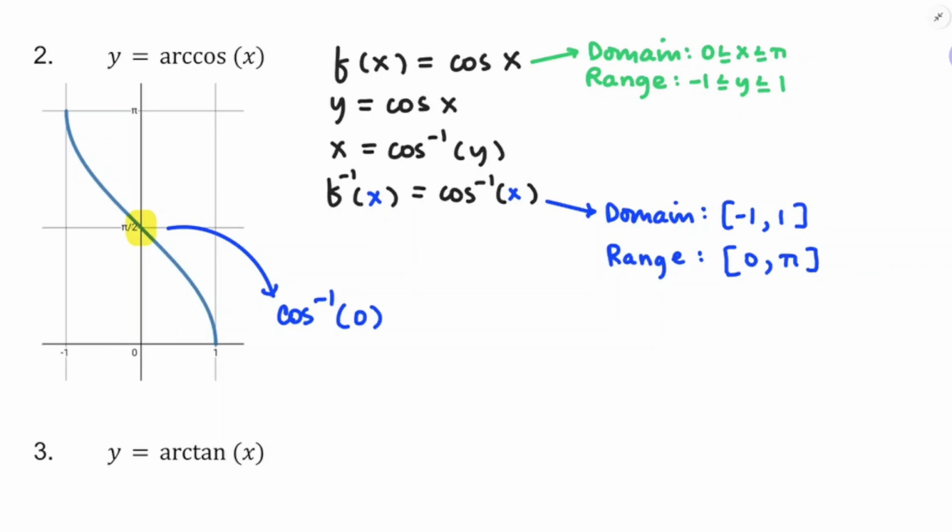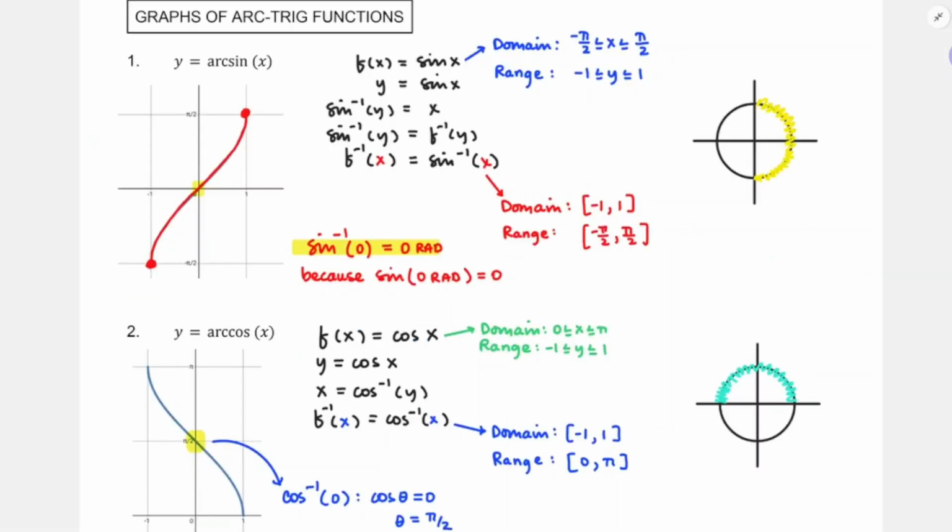So in arc cosine of 0, okay, we're thinking to ourselves, where on the unit circle is cosine of theta most obviously equal to 0? And that's going to be up at pi over 2. Theta equals pi over 2. And so that's that point there. But I think I got something even better for you.